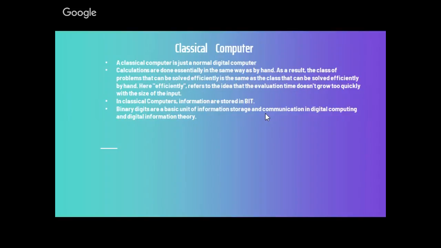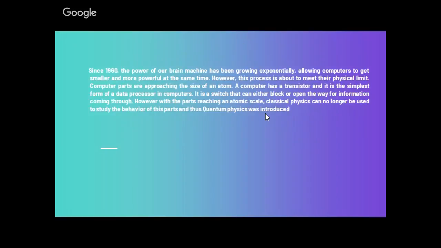A classical computer uses what we call bits, which are binary digits. This is how your information is stored. Binary digits are basic units of information storage and communications in digital computing and digital information theory. Since 1960, the power of our computers has been growing exponentially, allowing computers to get smaller and more powerful. If you look at the history of computers, the first one that came out was extremely large. As the years go by, it kept on decreasing in size. The more they decrease, the more their computing power increases.